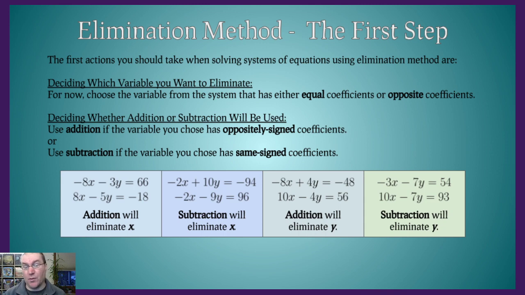In the third example, they both have 4y, but one of them's positive and one of them's negative. So addition will eliminate those 4y's, right? 4y plus negative 4y is 0. It would cancel them, it would eliminate them. And in the last example, both of them have a negative 7y, and things that are the exact same get eliminated when we subtract. So today is all about just this first step. There's going to be a lot more steps to solve, and we'll see this tomorrow, but today is all about identifying which variable you should try to eliminate, and what operation you will use to eliminate them.